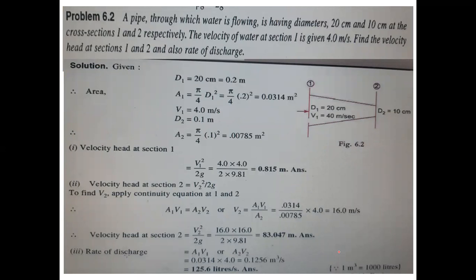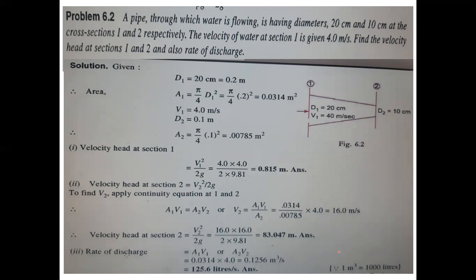A pipe through which water is flowing has diameters of 20 centimeter and 10 centimeter at cross sections 1 and 2 respectively. The velocity of water at section 1 is given as 4 meters per second. Find the velocity heads at sections 1 and 2, and also the rate of discharge Q, right?